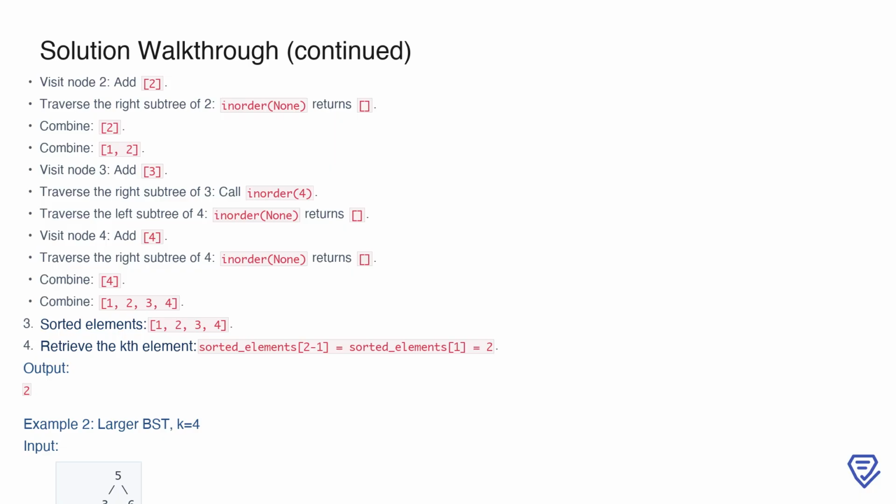Its right subtree is also none, returning another empty list. Combining these results gives us 4. Finally, combining all the traversal results from the entire tree gives 1, 2, 3, 4. The elements are now sorted. To find the second smallest element, we simply access the element at index k-1, which is 1. This gives us the result 2.